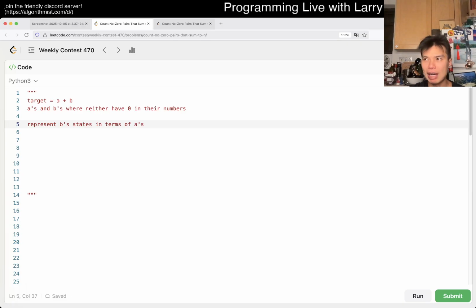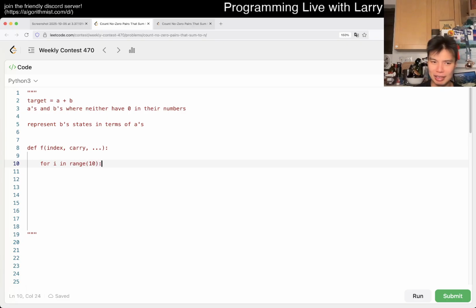And if you watch me solve it live, I wrote something like, okay, let's just say we have a digit DP. I call it F nowadays. I have the index, I have the carry. We'll go over that in a little bit. And then I have some other stuff. But I thought that I could brute force on A. So the first digit of A goes from like 1 to 10, so we skip 0 or something like that.